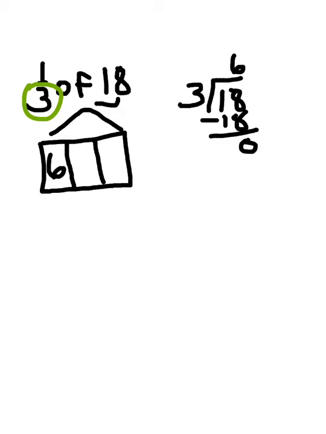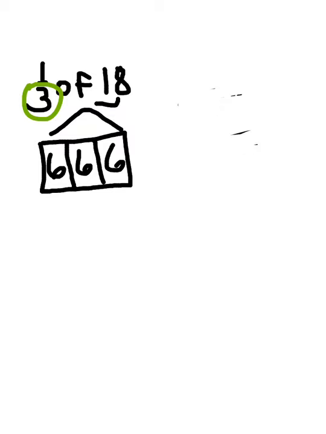So I'm going to go ahead and write that in. Each unit is worth 6. Now I have 1 unit that I'm actually counting. That would be only one of them. So my answer is 1 unit equals 6. That's 1/3 of 18.